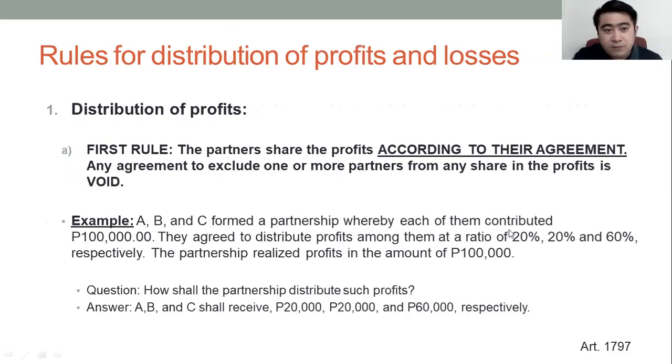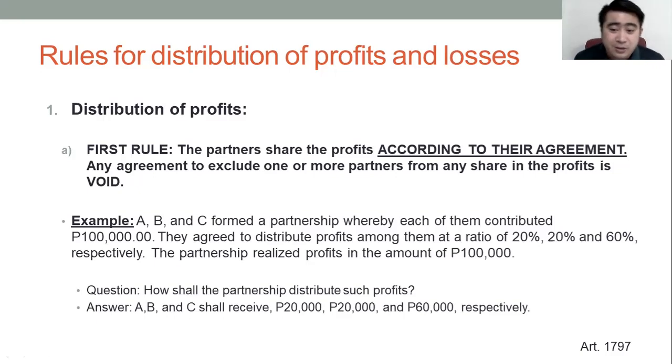So what are the rules for distribution of profits and losses? So what are profits, class? No? Ang profits, ito yung mga kita, no? Yung mga tubo, yung kinita ng partnership. So the first rule is, the partners share the profits according to their agreement. So class, importante talaga may agreement.